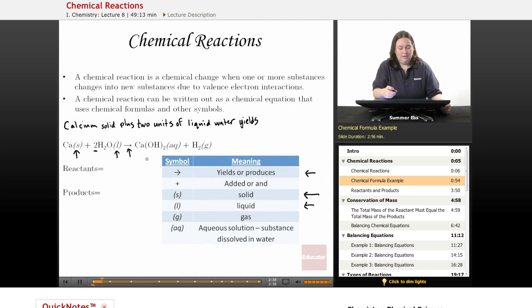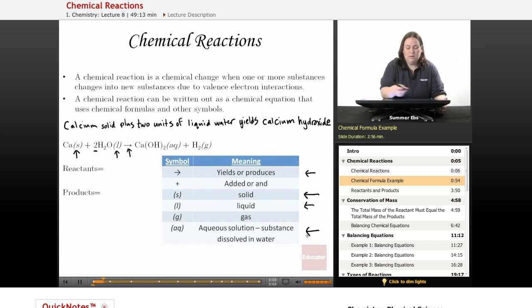Then we have calcium hydroxide, and in parentheses, there's an AQ. If we take a look, that means it's an aqueous solution. An aqueous solution is a substance that's dissolved in water. So the calcium hydroxide in this case is dissolved in water, so it's a liquid solution. Yields aqueous calcium hydroxide.